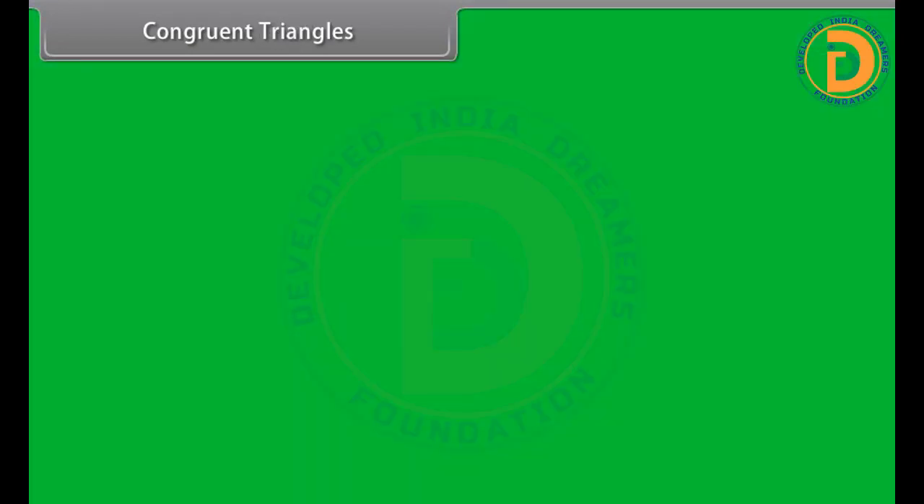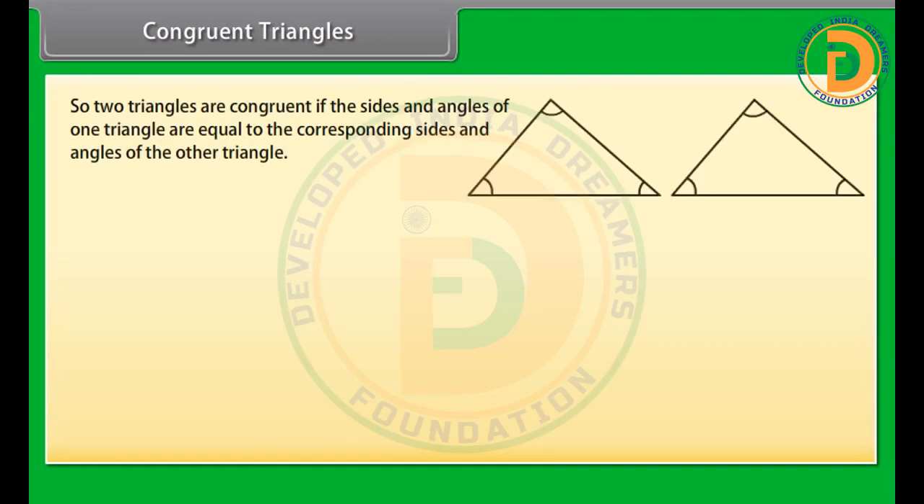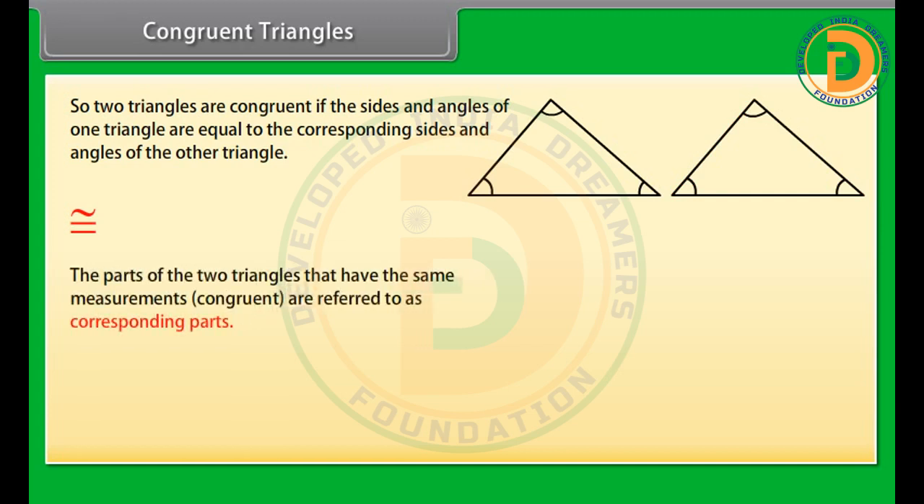Congruent triangles. Two triangles are congruent if the sides and angles of one triangle are equal to the corresponding sides and angles of the other triangle. This is the sign of congruency. The parts of the two triangles that have the same measurements, that are congruent, are referred to as corresponding parts. This means that corresponding parts of congruent triangles are congruent. In short form, we write it as CPCT.